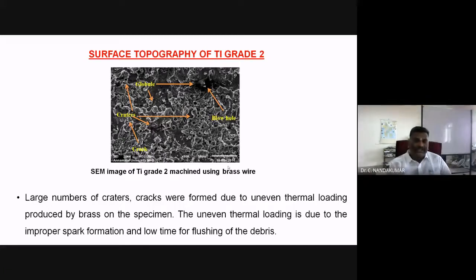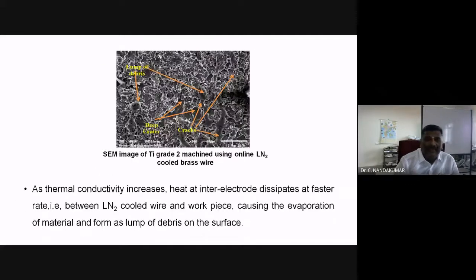See, in this surface topography, this microstructure, okay, that's a scanning electron microscope image of titanium grade machined using brass wire. See, the globules and craters are formed here, and the crack is formed here, and blowholes are formed, okay, a large number of craters. In this case, the next one is online liquid nitrogen cooled brass wire. So lumps of debris, deep craters and cracks, very few only.